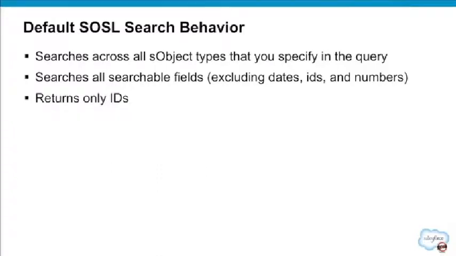And what we do, these are basically text fields. So we exclude things like dates and IDs and numbers from the generated index. Also by default, it returns only IDs. So you'll only get back the IDs of the records, but we can select field values if we want to.